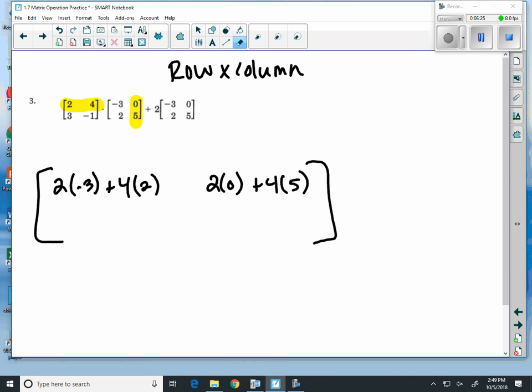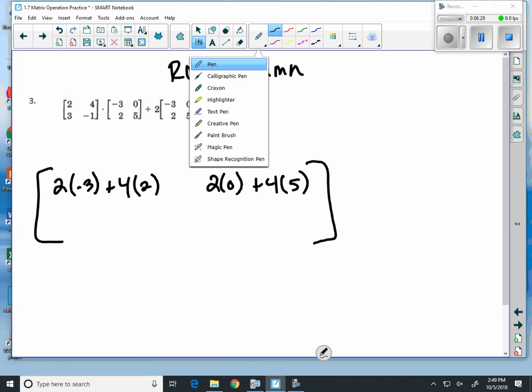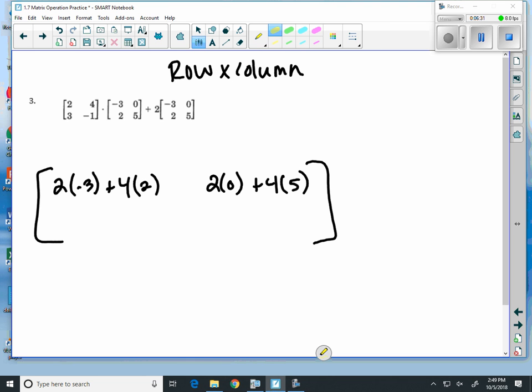Now we're done with row 1. We've already done row 1. We're going to jump to row 2. Row 2, column 1. You notice I'm always doing first entry to first entry. So positive 3 to negative 3, and then second entry to second entry, negative 1 to 2. That's consistent throughout all of multiplying when it comes to matrices.